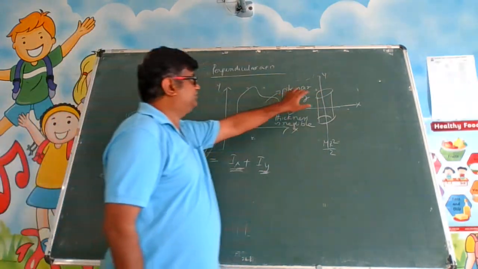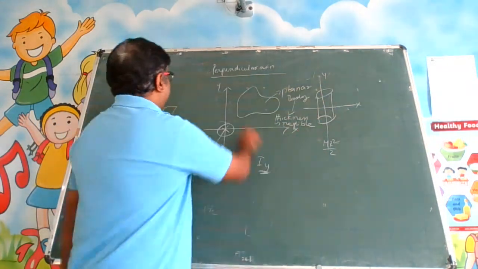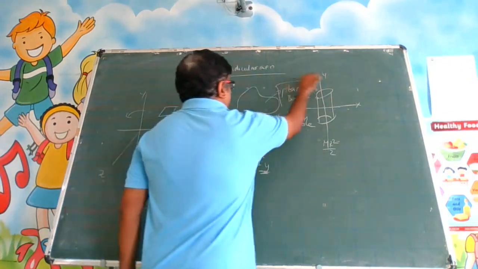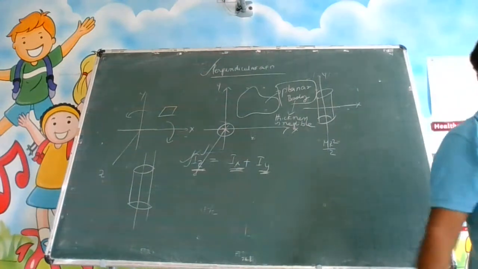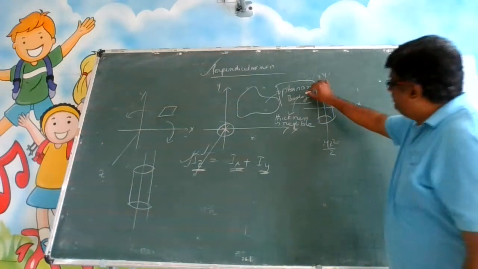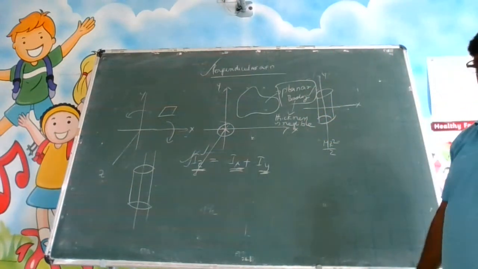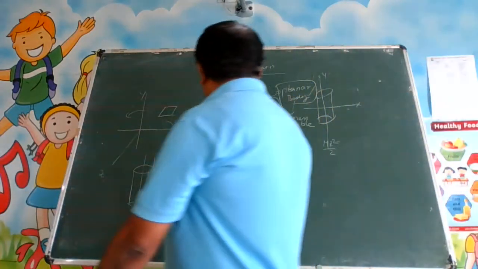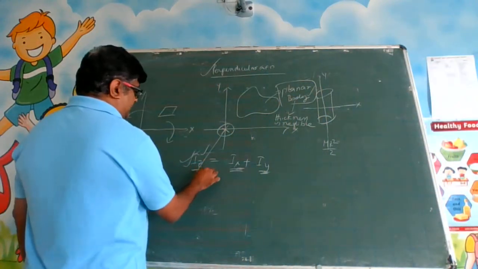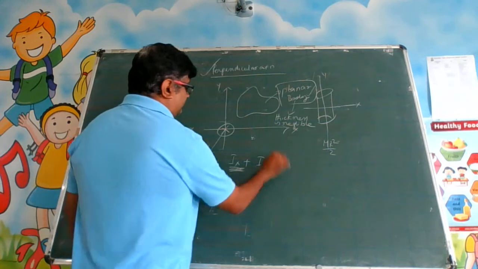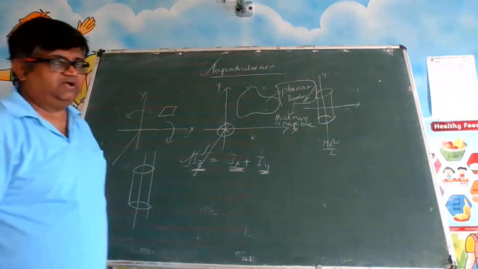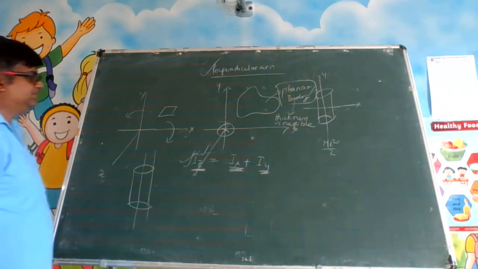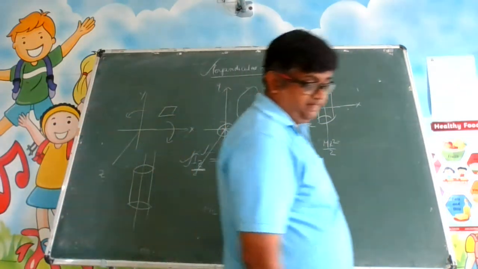That type of body is called a planar body. This theorem is applicable to this type of body only. The perpendicular axis theorem is applicable to planar bodies only. And the condition is that you can find Iz if you know the values of Ix and Iy. Sometimes you have to calculate them and simply add them, and you get the Iz value. So this is about the perpendicular axis theorem.